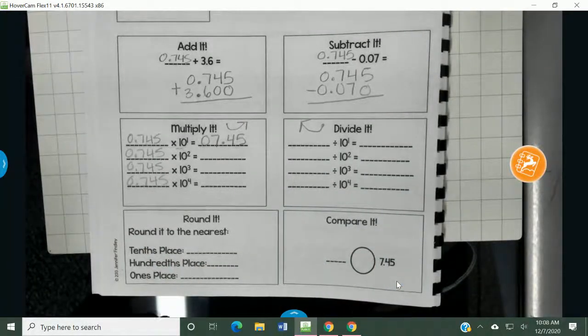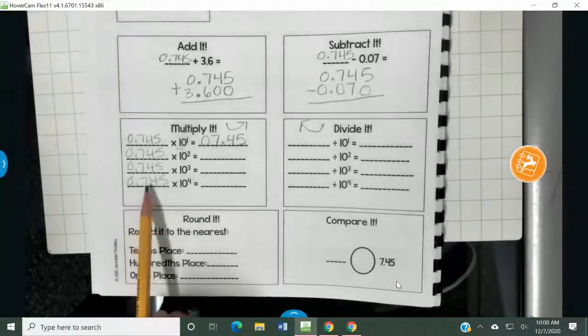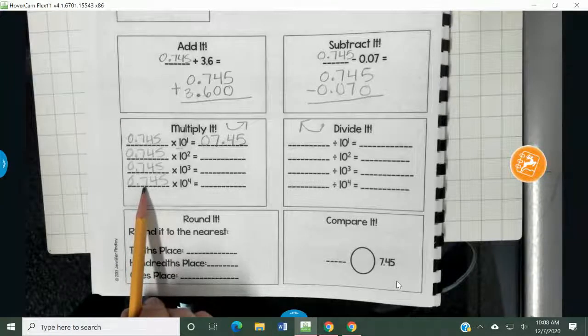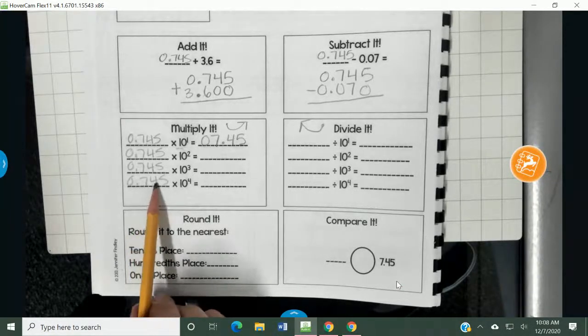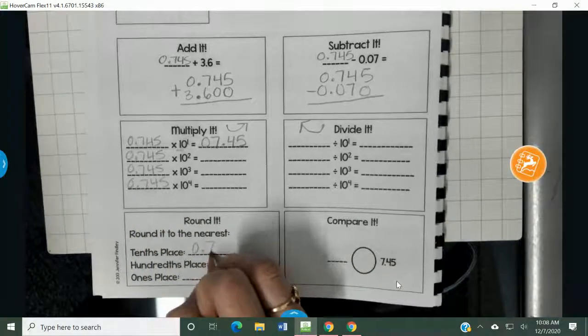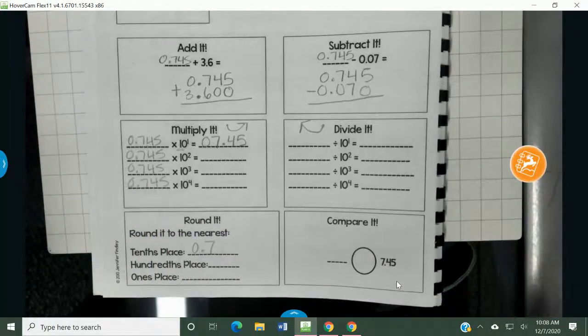Rounding, comparing, we've done this many times. So if I round my 745 thousandths to the nearest tenths, I look at the digit in the tenths place. It happens to be a 7. I look to the right. The number to the right of it is 4 or less. We let it rest. So it's just going to stay as 0 and 7 tenths. I want you to round the hundredths in the ones place.